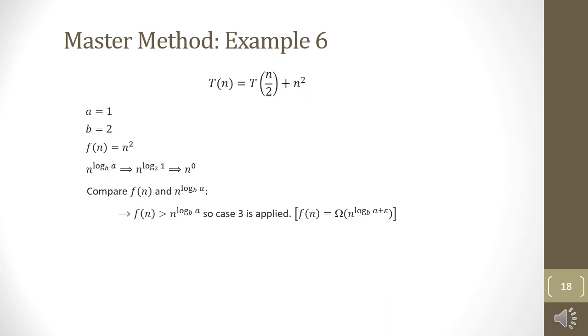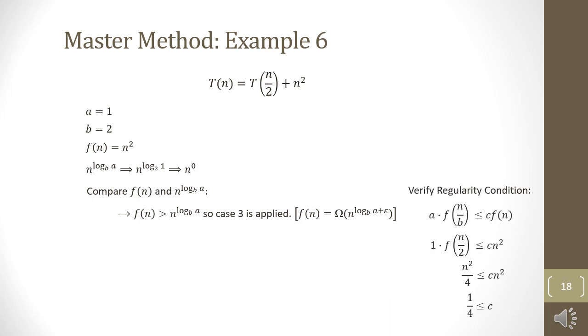We will check the regularity condition. So in this case, C turns out to be less than 1 over 4. So case 3 is applied. So T of n will be theta of f of n. So for this recurrence equation, the solution is T of n is theta of n square.